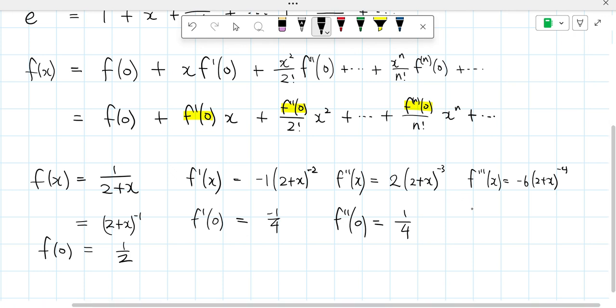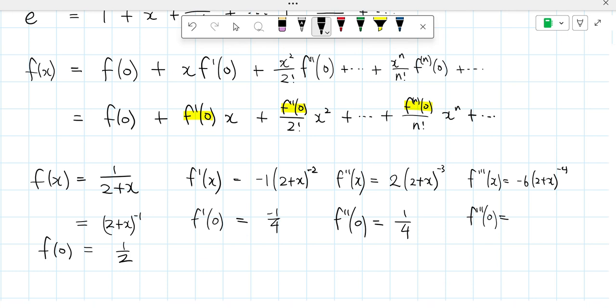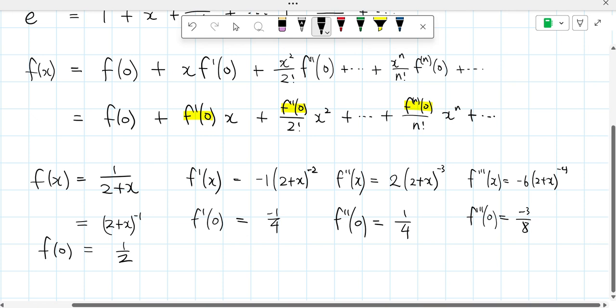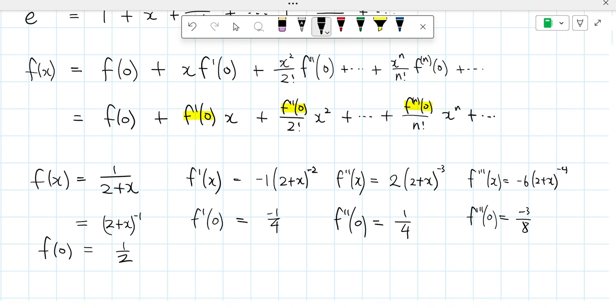And f triple prime of 0, 2 plus 0, 2 to the power of negative 4. What is 2 to the power of 4? 16. So it's negative 6 over 16, which is negative 3 over 8. I just literally just plugged in 0. Plugged in 0. Plugged in 0. You just have to spin your head fast. Now, my ingredients are all ready to serve.